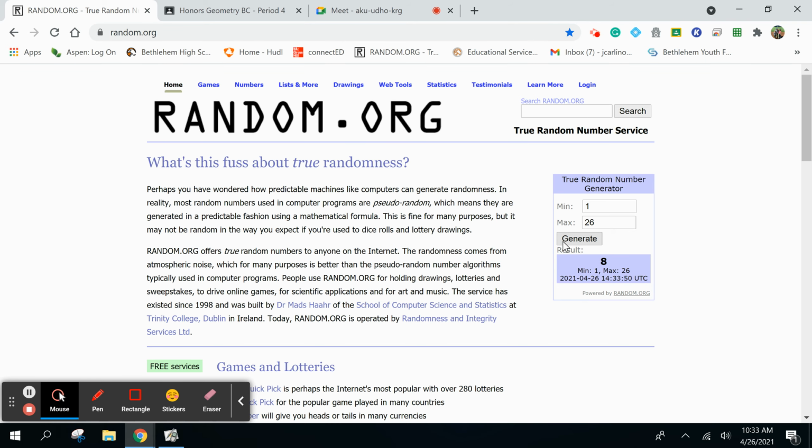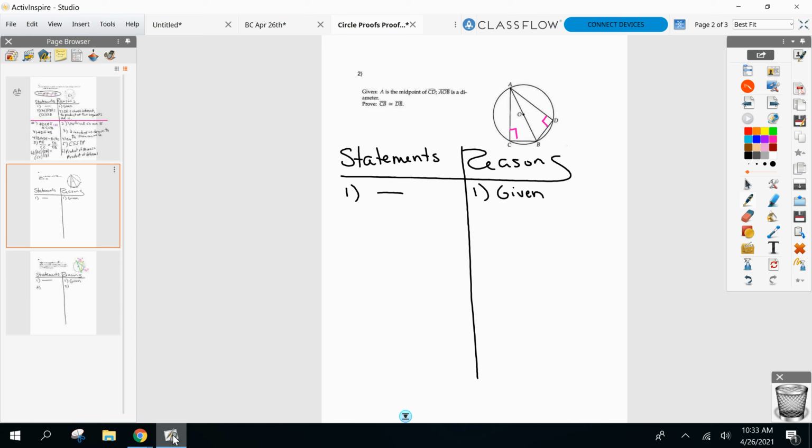Ryan, what else is true? I said arc AC is congruent to arc AD. Yep, how'd you know that? Definition of a midpoint. Good, right from the givens, it said A is the midpoint of CD. So Ryan said, hey, arc AC is congruent to arc AD. Good job, Ryan. That is true.